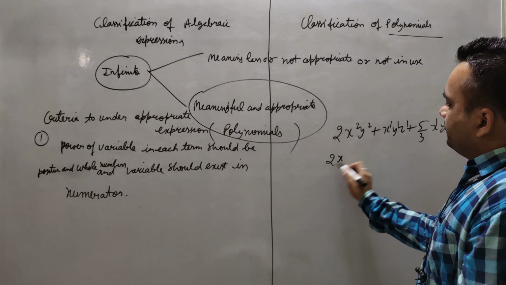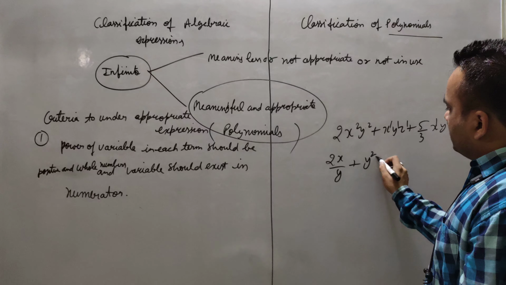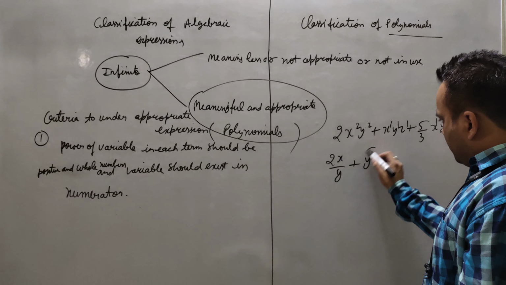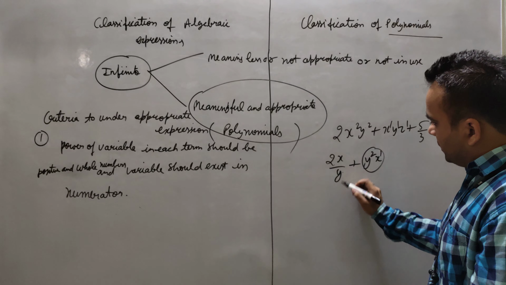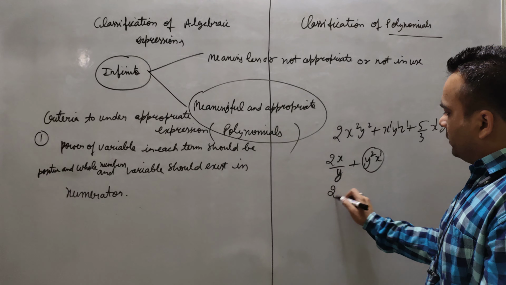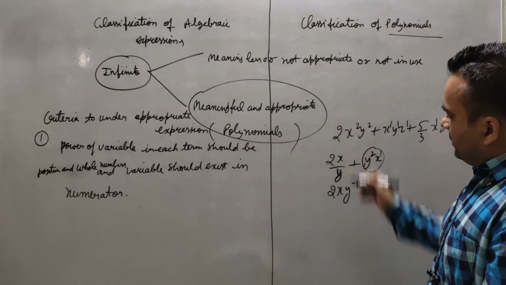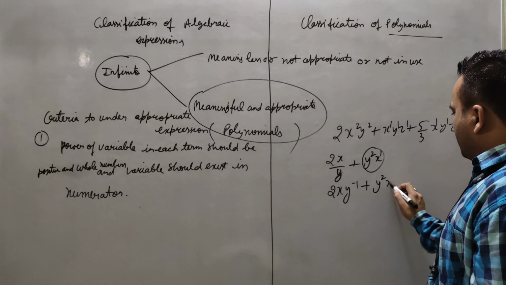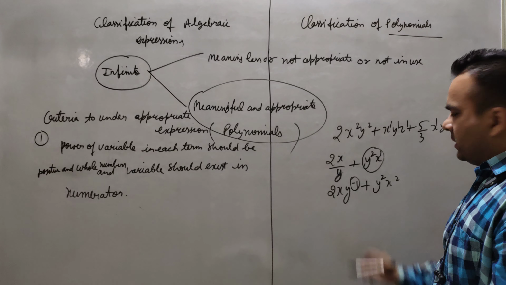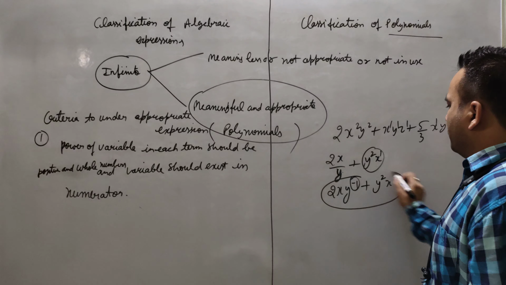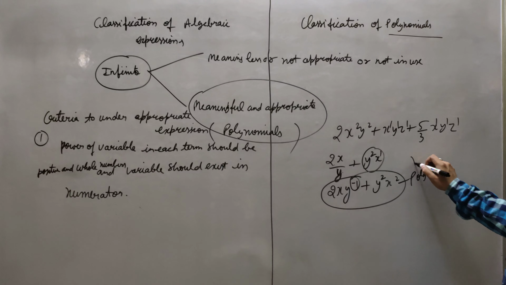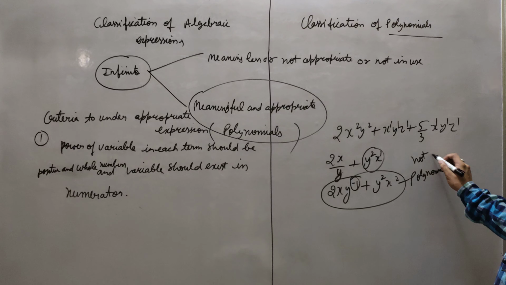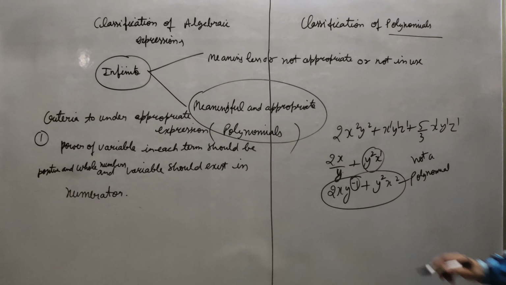Suppose I am having this one. So you can see in this term powers are positive and all the variables are in numerator, but in this case y is in denominator. What we will do, we will keep it in numerator, and you will see that power is coming negative, so it means it is not a polynomial. Reason, the power is coming negative. So on the basis of this we can decide.